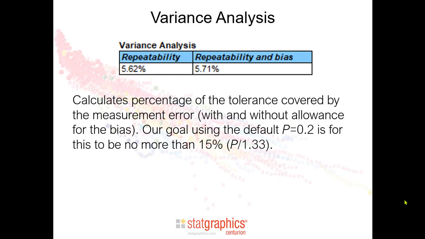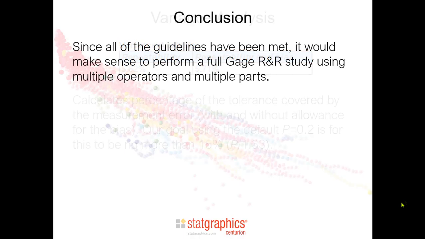Finally, the variance analysis calculates the percentage of the tolerance covered by the measurement error, both with and without allowance for the bias. Since we're using P equal to 20%, our goal here is for these statistics to be no more than 15%. In this case, they're very good. Since all of the guidelines have been met, it would make sense to move on to a full Gage R&R study using multiple operators and multiple parts.